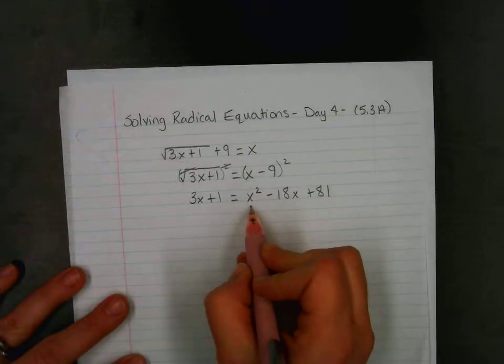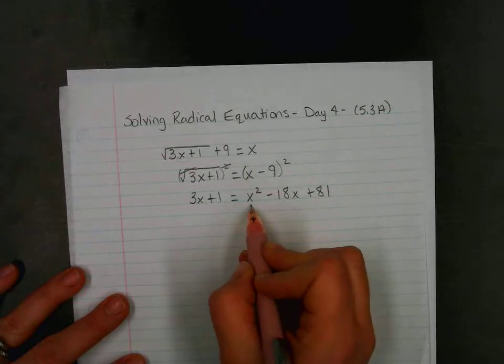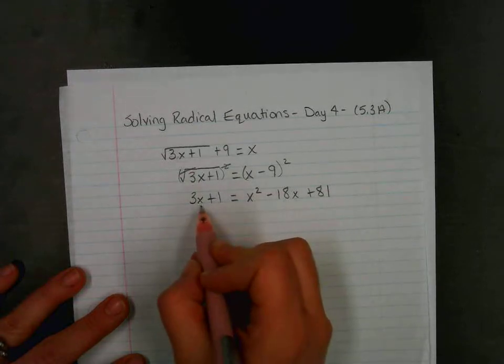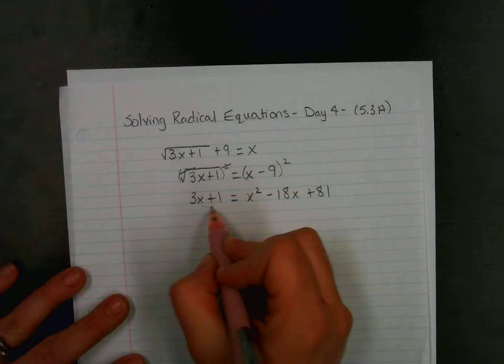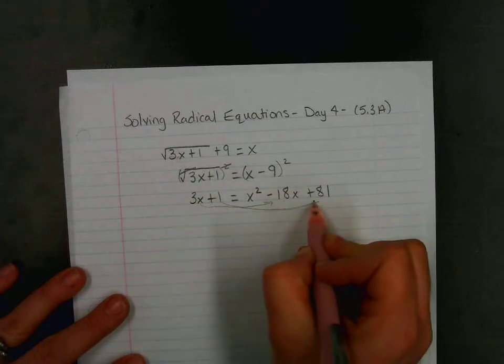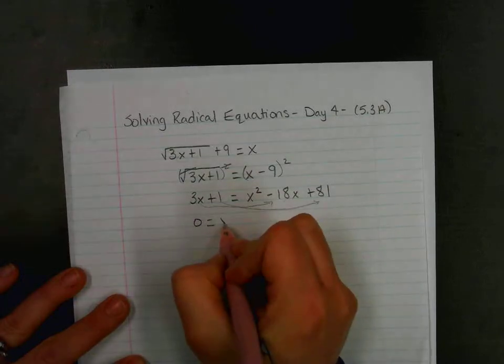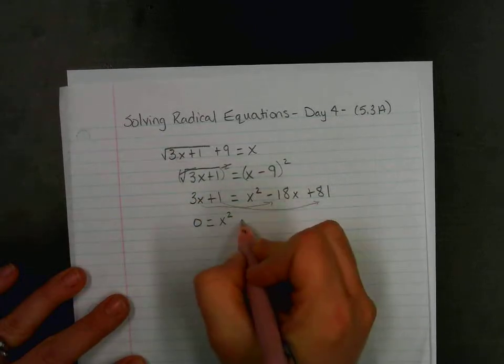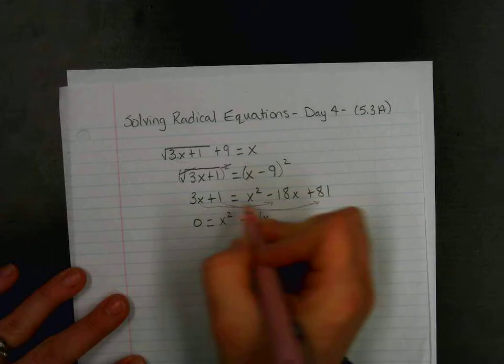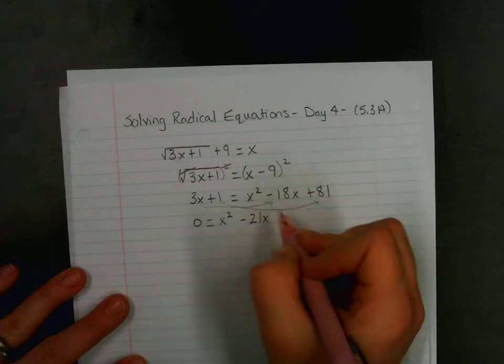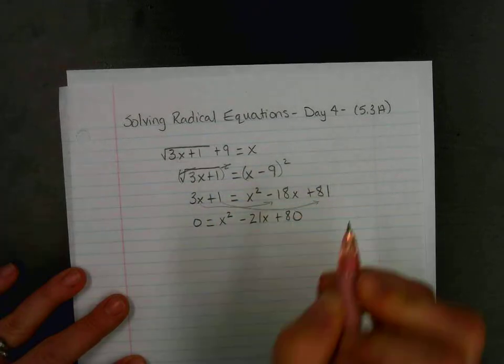Next, what we end up with is a quadratic equation. So you have to remember, well, how do I solve a quadratic equation? I need to make my equation equal to 0. So I need to move the 3x over and the 1 over to this side by making my equation equal to 0. So I'm left with an x squared, this is going to become a minus 21x, 81 minus 1 is a plus 80.